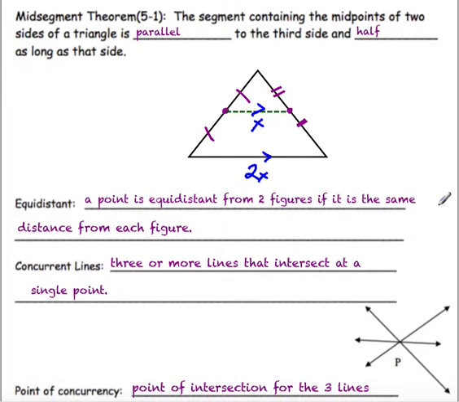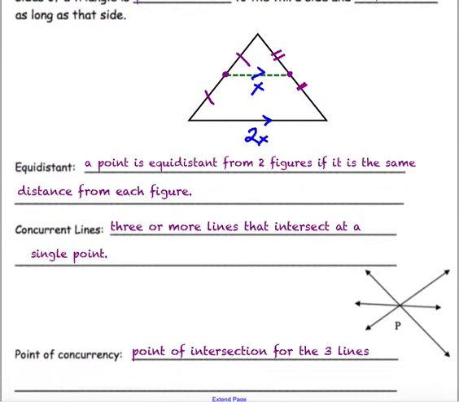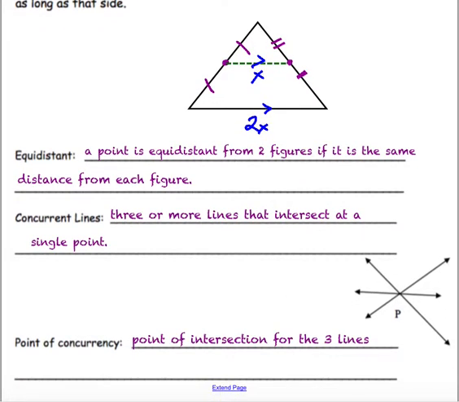Equidistant: a point is equidistant from two figures if it's the same distance from each figure. Concurrent lines are three or more lines that intersect at a single point. So some of these special segments in triangles are going to be concurrent, where we're going to draw three of them and they will meet at a particular point. The point of concurrency is the point of intersection of these three lines. So right here, you can see these three lines intersect at point P.